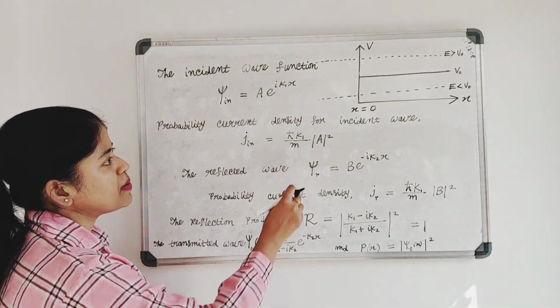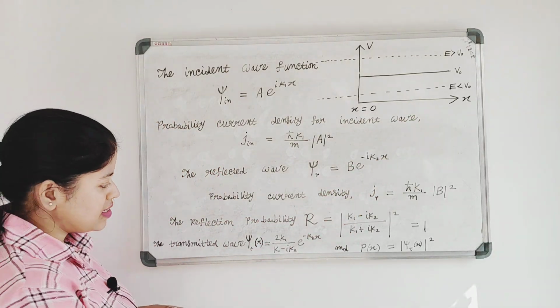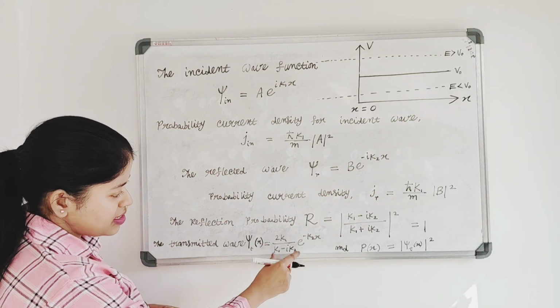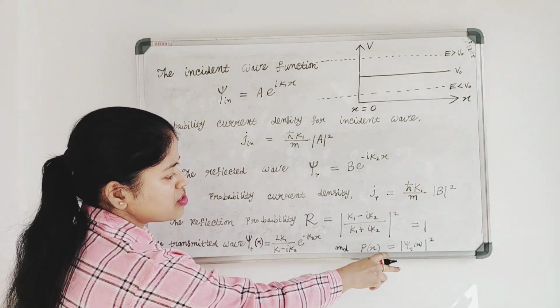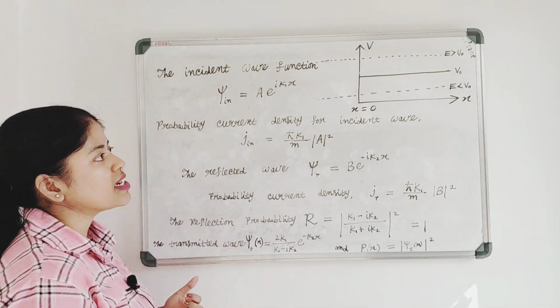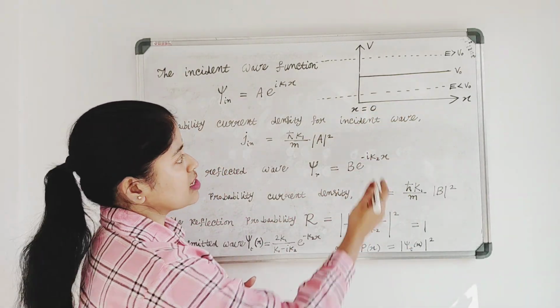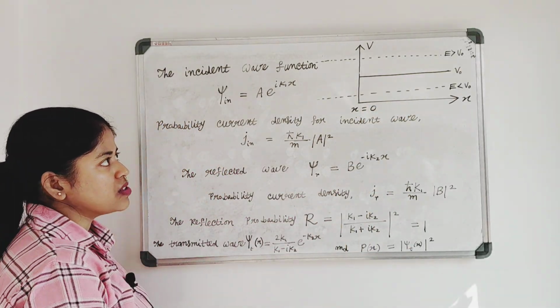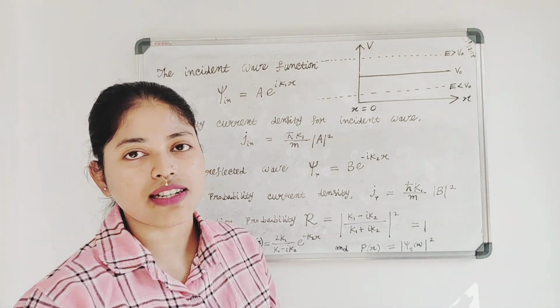Classically, we cannot find any particle in the x greater than 0 region, but quantum mechanically the transmitted wave psi t is this, and its corresponding probability, mod of psi t square, is non-zero. So quantum mechanically we can have particles in this classically forbidden region, the x greater than 0 region. So this was the difference between the classical and the quantum case.